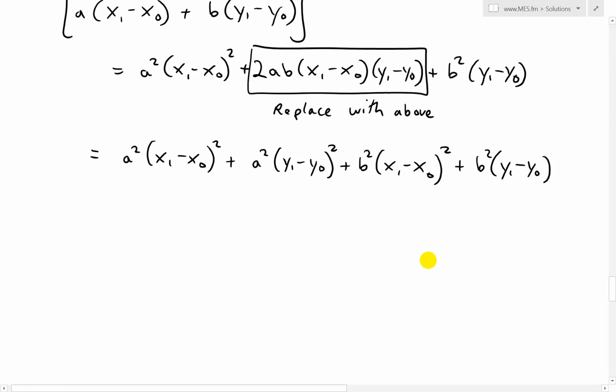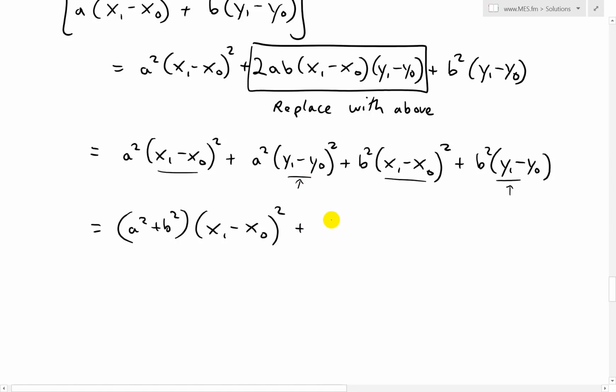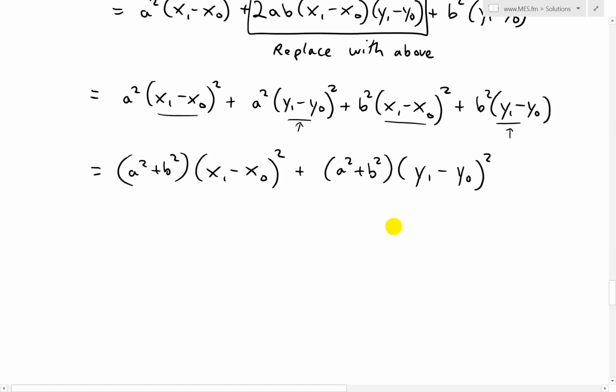So notice what we have. We can take out the common factor of the a squared out, or actually instead of that we take the common factors of this one and this one out first. So then we have a squared plus b squared like this, and then x1 minus x0 squared. Now we take the y and the y like this, put an arrow so it's different. So now we have plus, again, same thing, a squared plus b squared when we factor it out, y1 minus y0 squared like this, and now we can factor out this.